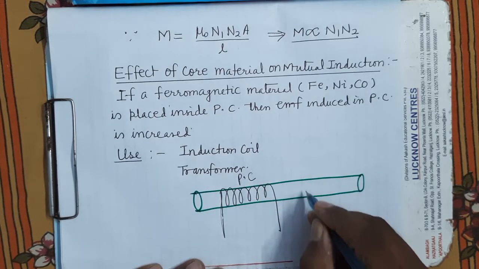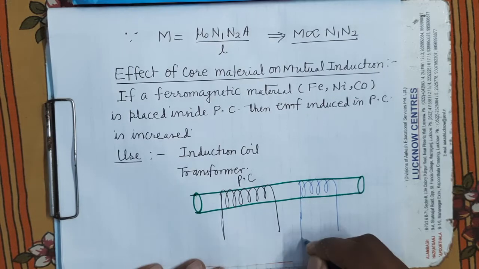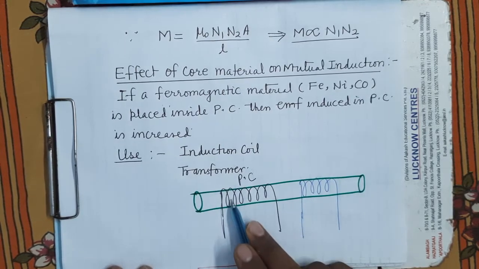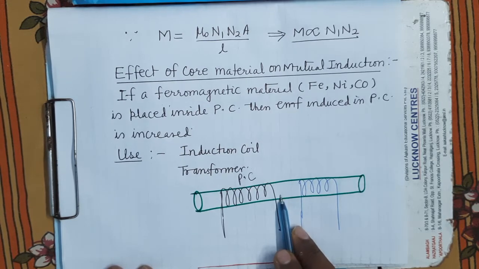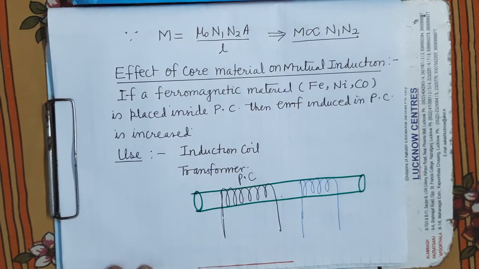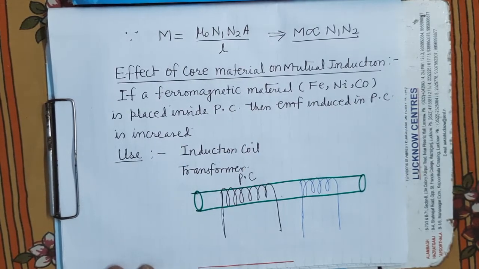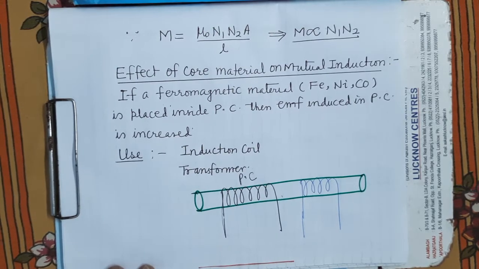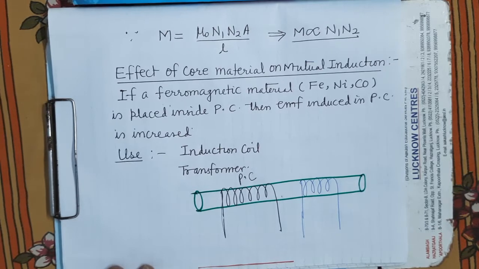This is the primary coil. Now the secondary coil is this. So see here, it has more permeability, therefore the magnetic flux will be increased. Therefore mutual inductance and induced EMF both will be increased. So if a ferromagnetic material is placed, it produces huge magnetic flux in that region in which it is kept. Then the EMF induced is increased.